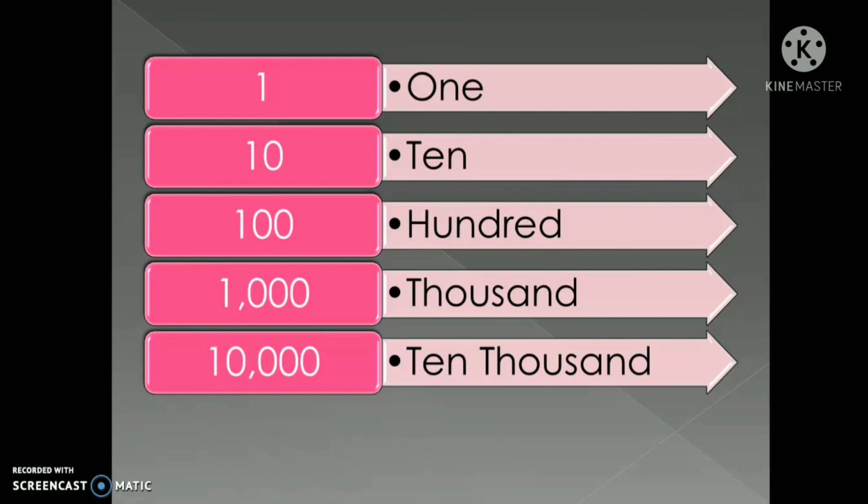It has a 1 and a 0 at its right. Next, we have 100. It has 1, 2, 3 digits. 100 has a 1 and 2 zeros at its right. 100 is the smallest 3-digit number. Next, we have 1,000. 1,000 has 1, 2, 3, 4 digits. It has a 1 and 3 zeros at its right. 1,000 is the smallest 4-digit number. Next, we have 10,000. 10,000 has 1 and 4 zeros. 10,000 has 5 digits and it is the smallest 5-digit number.